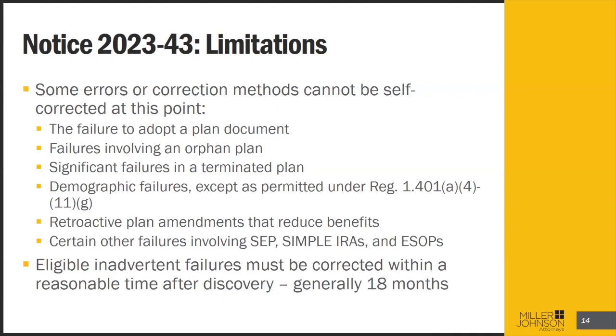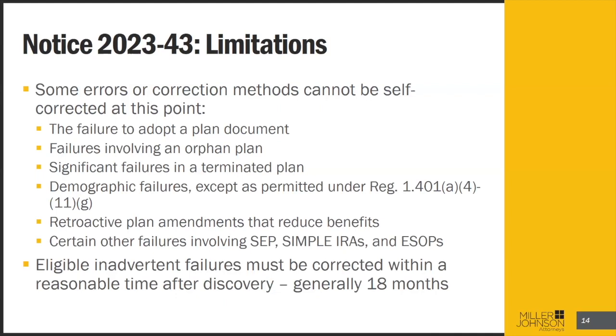Also, significant failures in a terminated plan. So we terminate retirement plans, again, oftentimes following some sort of corporate transaction. You could theoretically, after you terminate it, have a failure of some sort in distributing assets, for example. Any kind of significant failure in a terminated plan cannot be self-corrected. It still needs to go to the IRS for approval.